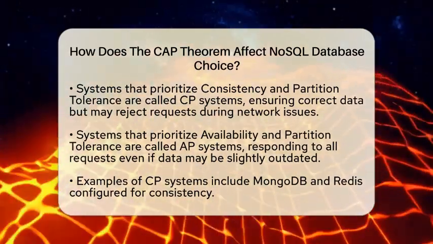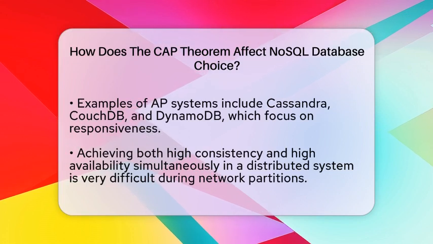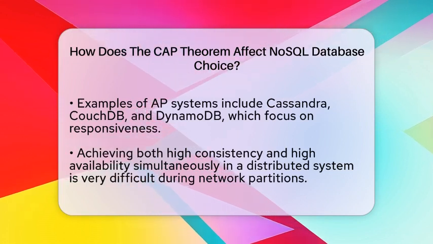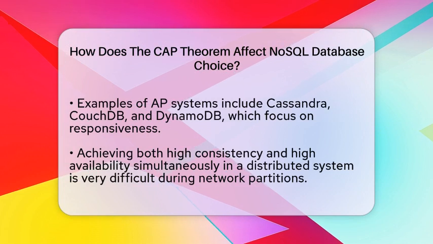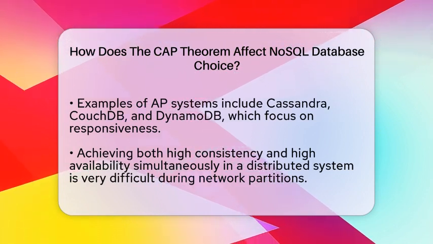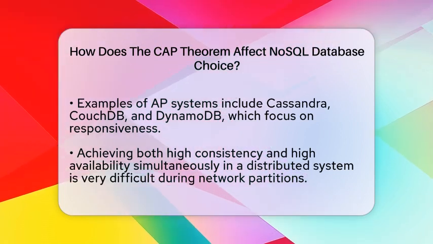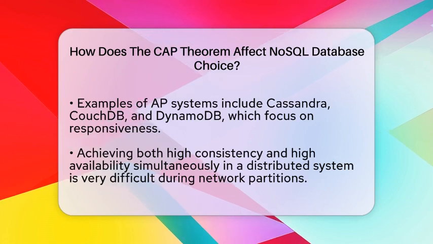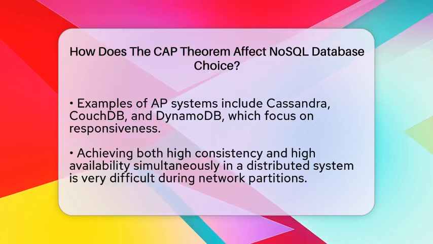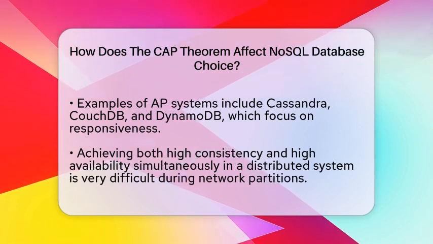Other NoSQL databases prioritize being available and tolerant to network issues. These are called AP systems. They respond to every request, even if the data might be slightly outdated or inconsistent. This is perfect for social media feeds or shopping carts, where it's better to accept user actions immediately than to delay or reject them. Cassandra and CouchDB are examples of AP systems.